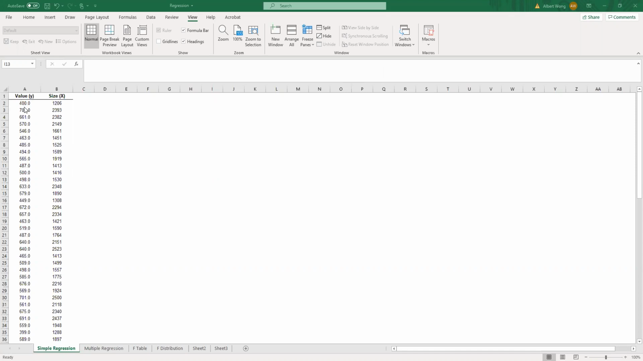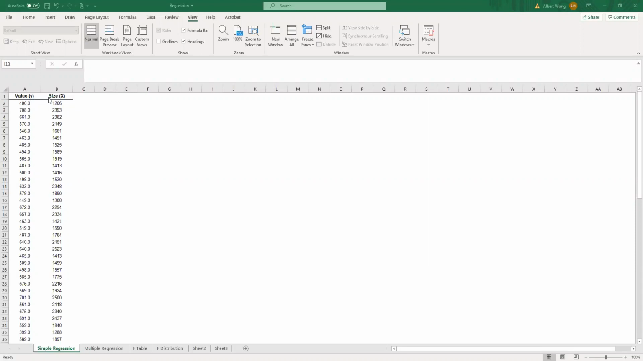Value is the value of the properties, a random sample of properties that we have taken in a city. Size is the size of the property, probably in square feet. In this example, value is called the dependent variable. It is the variable that we want to make inference on, or we want to make prediction in.